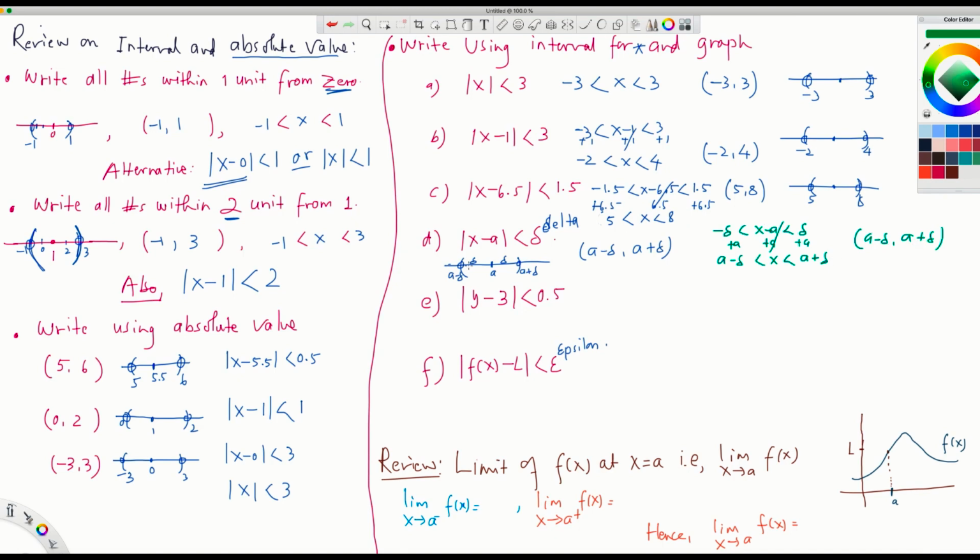And then I drew that already because it is within delta distance from A. If you want to draw the graph, there is A, and then A minus delta will be here and A plus delta will be here, right? That is the interval notation.